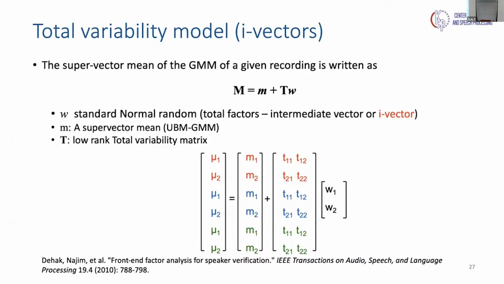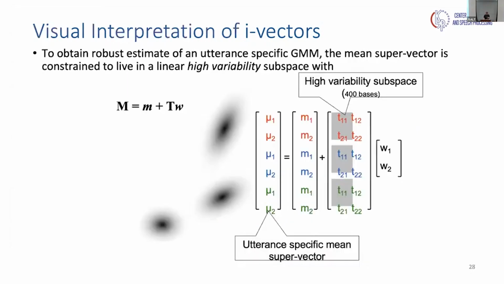So if I want to know what is the mean for a given utterance, what I have to do is estimate what is the W1 and W2 for that utterance, and not all possible means will be allowed, right? Basically, this mean will live in a subspace which is defined by the columns of the T matrix. So we can see here an example, a visual example.